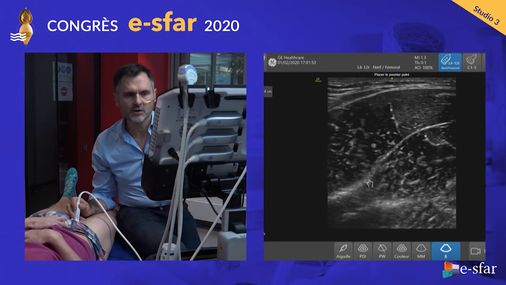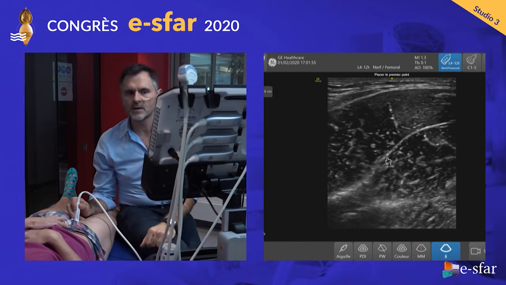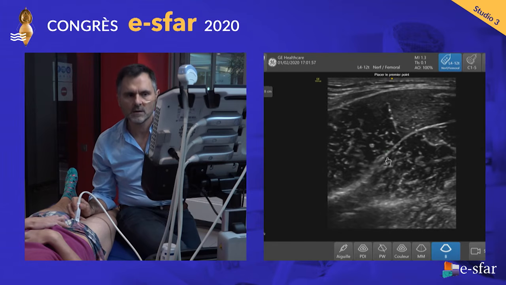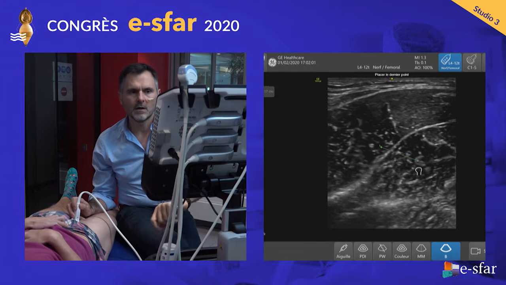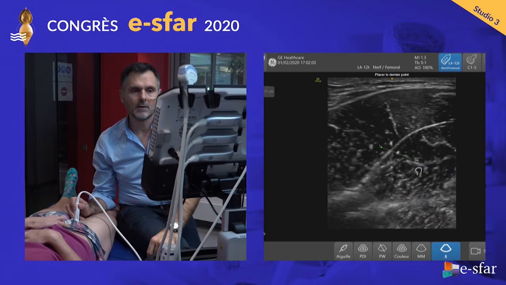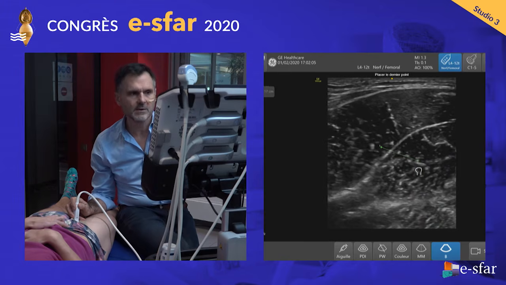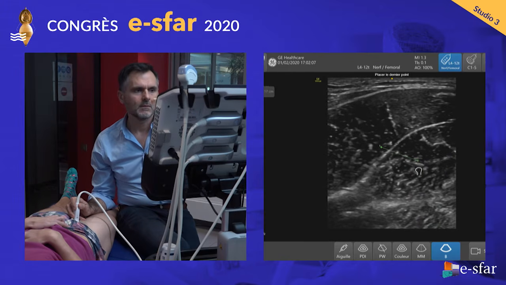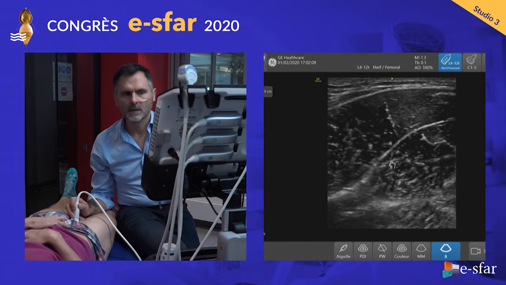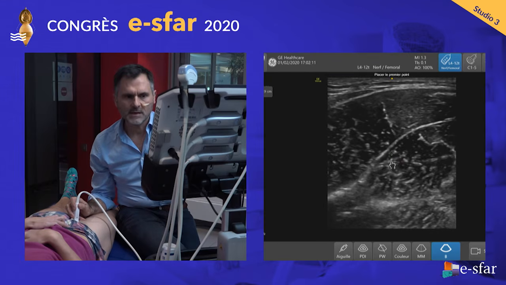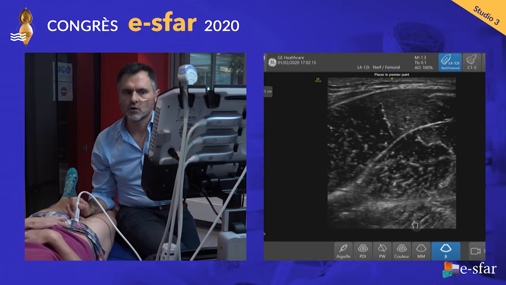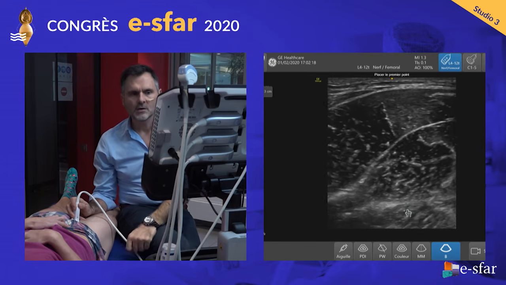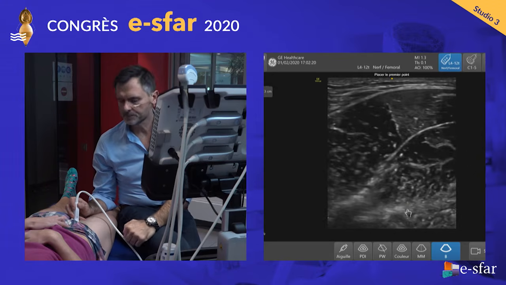The first branch, the anterior branch, is running between the pectineus muscle and the adductor brevis muscle. And the posterior branch is between the adductor brevis here and the adductor magnus muscle. It is here. So the injection is very easy.